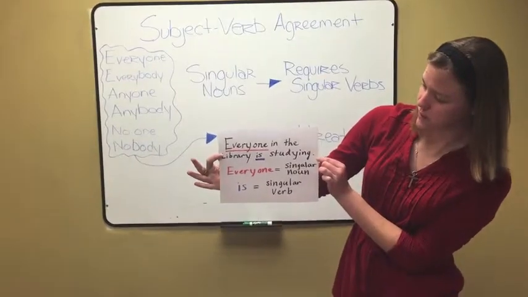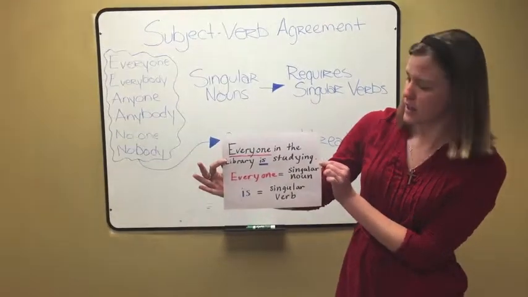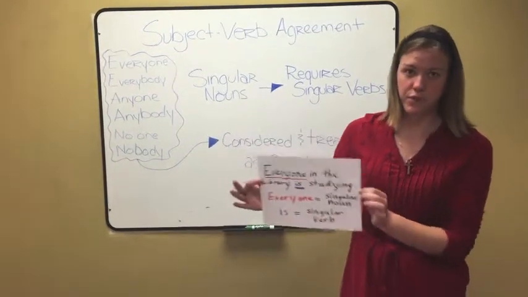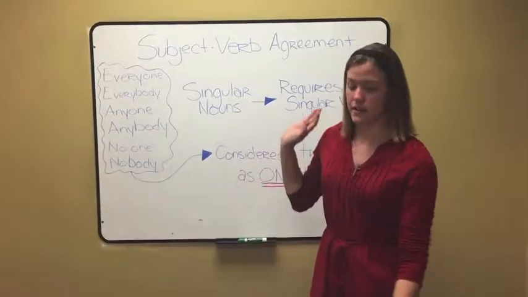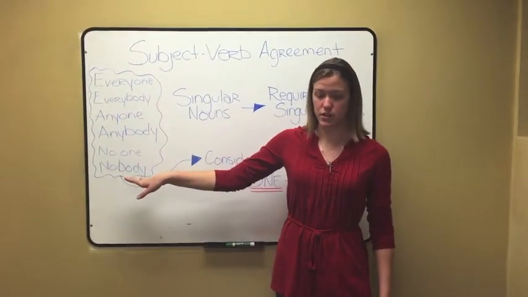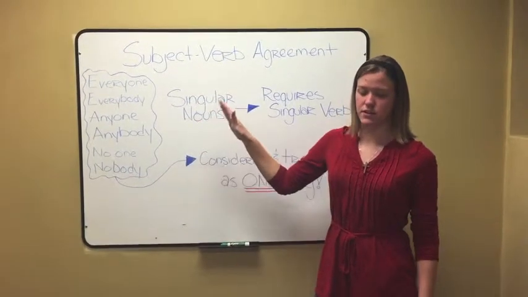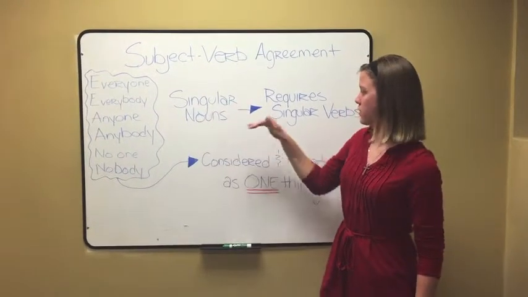Everyone in the library is studying. Everyone is a singular noun. Is is a singular verb, so they agree. And I just want to point out, it doesn't matter the number of people this refers to. It does not matter. The rule is that such words are singular nouns and they require singular verbs.